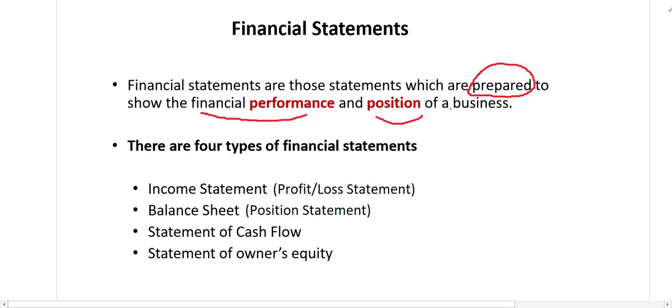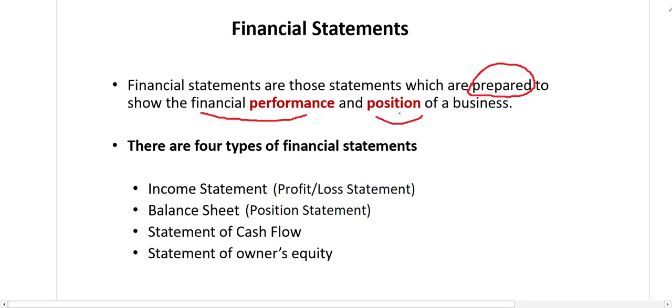position of the business. Financial position, as we have shown somehow in chapter number 1, records all assets, liability, and capital, and finally compares both of them, whether both sides are equal or not, right? So that one is called financial position. But we will discuss in detail while discussing the 4 types of financial statement.